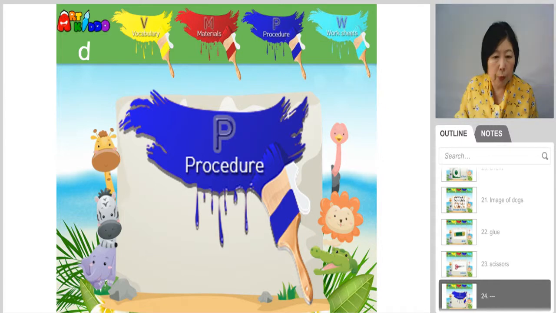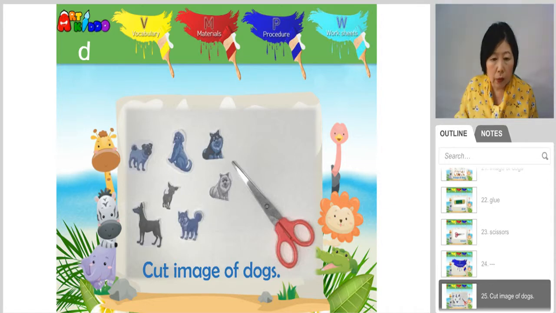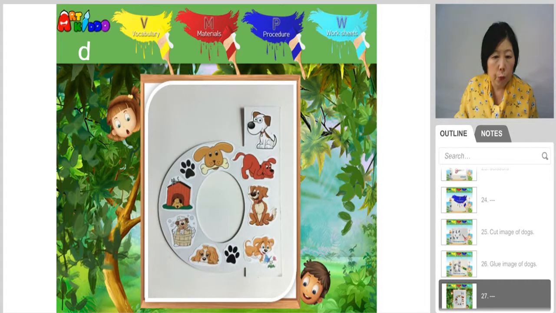Let's look at the procedure. Cut image of dogs. Glue image of dogs. You finish alphabet D craft.